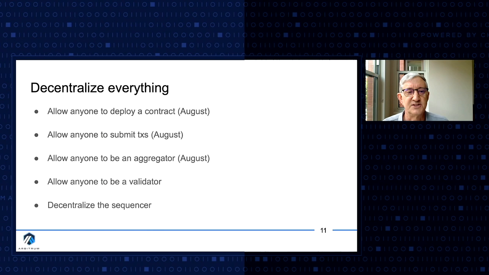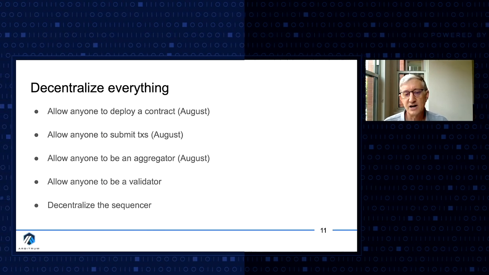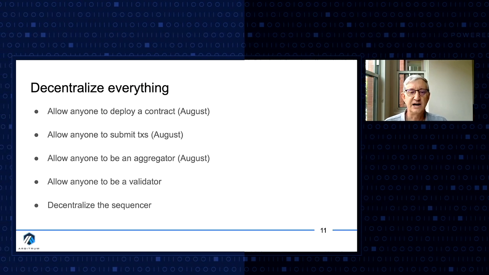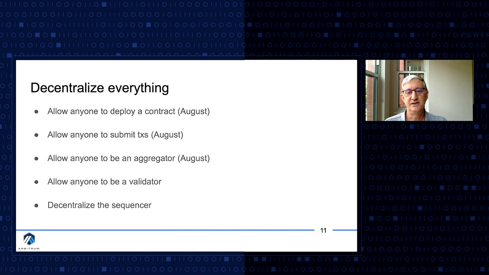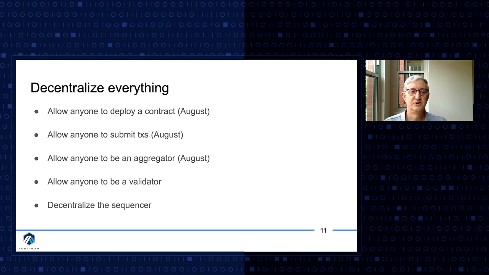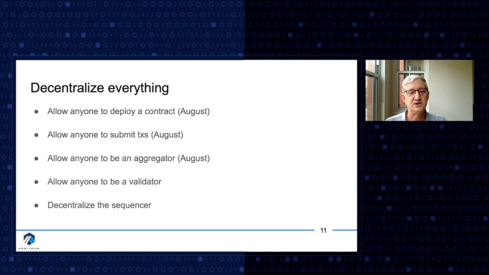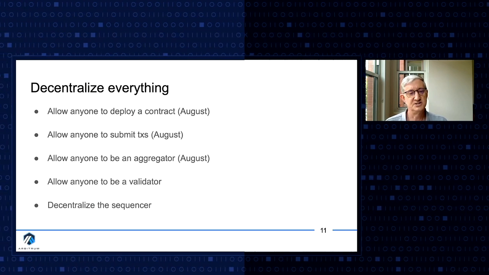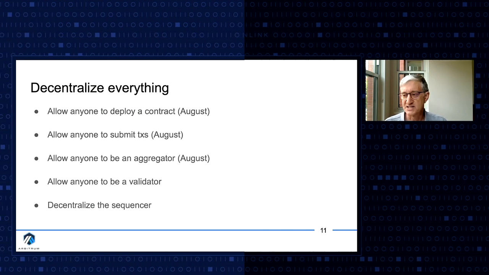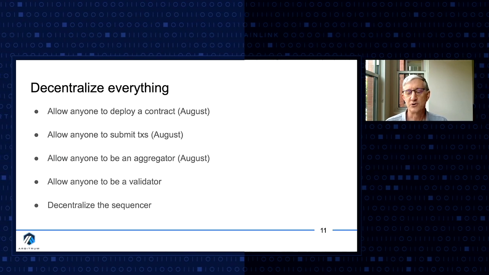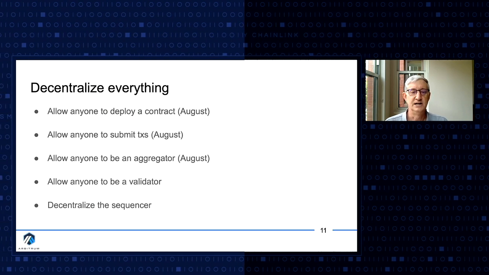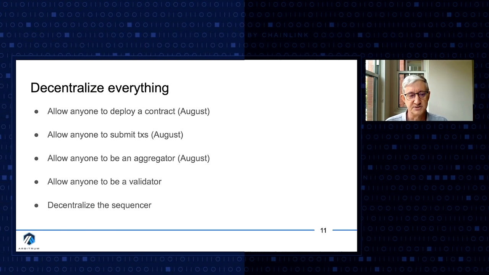So decentralize everything. What does that mean? Well, here are a set of steps that we're taking to decentralize things. First, we're going to allow anyone to deploy contracts, and that will be in place when we open later in August. We'll allow anyone to submit transactions also when we open later in August. During the developer beta, the ability to deploy a contract and submit transactions has been limited to those 400-plus dev teams who have been participating in this period. But when we open, anyone will be able to do those things.